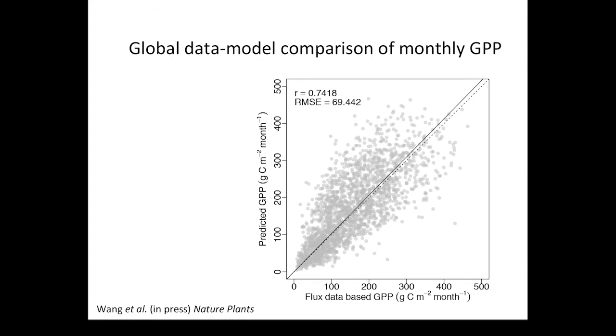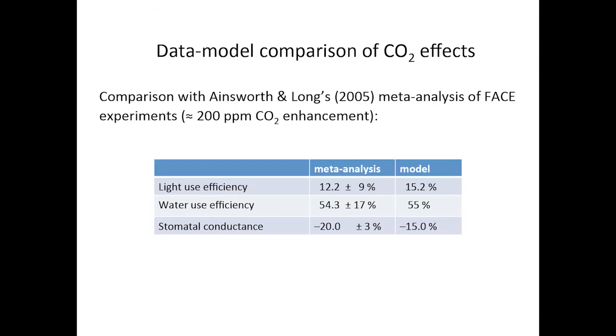Now, this is forced by satellite data, right? This is a light use efficiency model. So we're not simulating everything. But what we are simulating is the light use efficiency. And we can also look at CO2 effects and compare with, for example, the meta-analysis of FACE experiments showing what happens to light use efficiency as a result of CO2, and water use efficiency and some other quantities, and they're all in agreement.